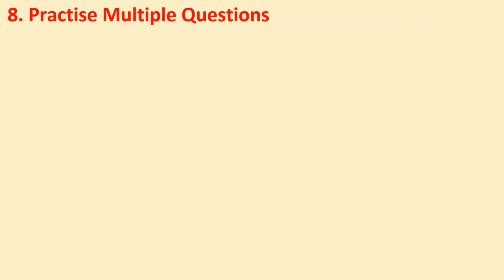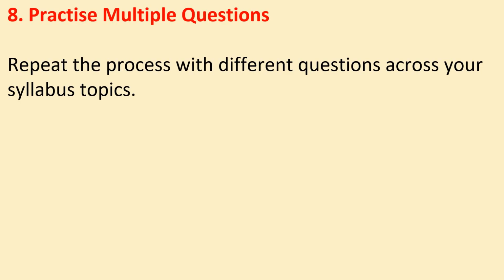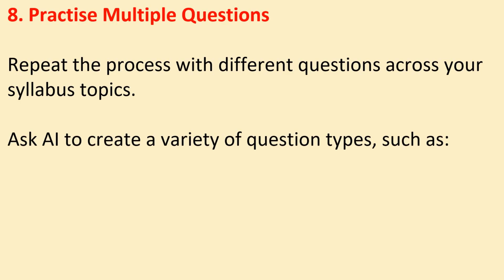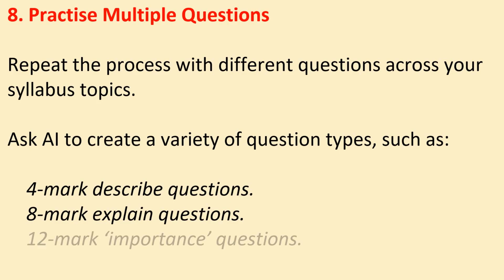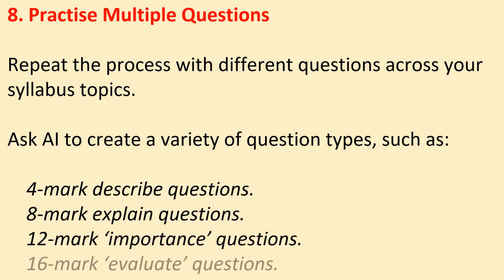And finally, step 8 is to practice multiple questions. So you can repeat the process with different questions across your syllabus topics. So for example, ask AI to create a variety of question types, such as in our example, the 4-mark describe questions, the 8-mark explain questions, the 12-mark importance questions, and the 16-mark evaluate questions. These are all the questions that are relevant to the AQA GCSE history exams. But once again, you can use them for any exam board.